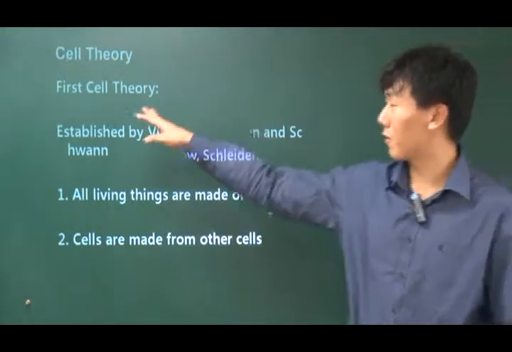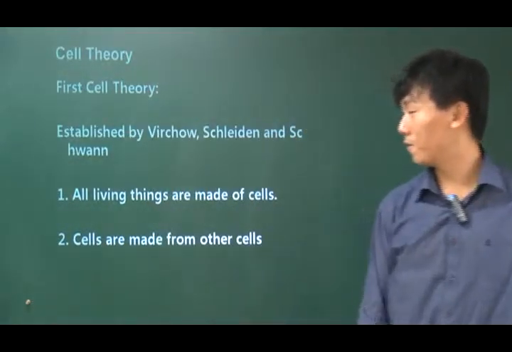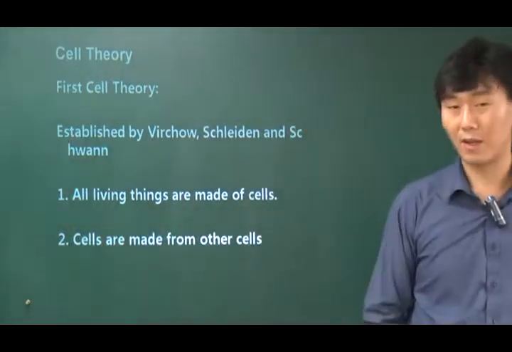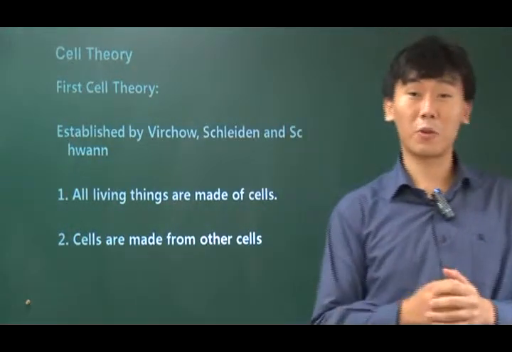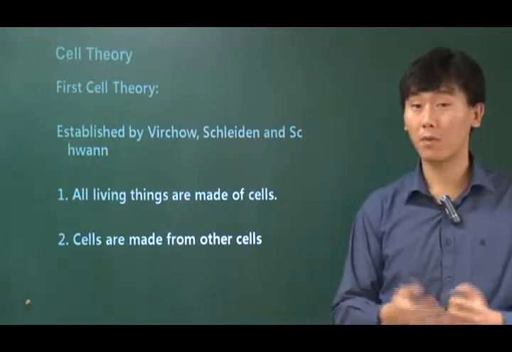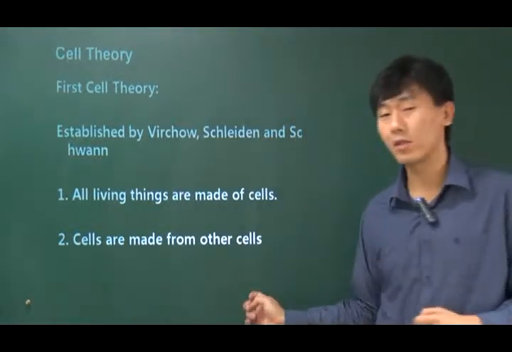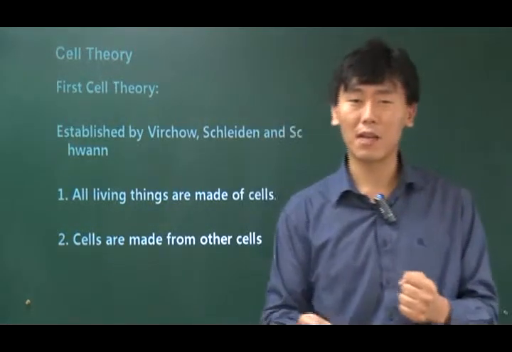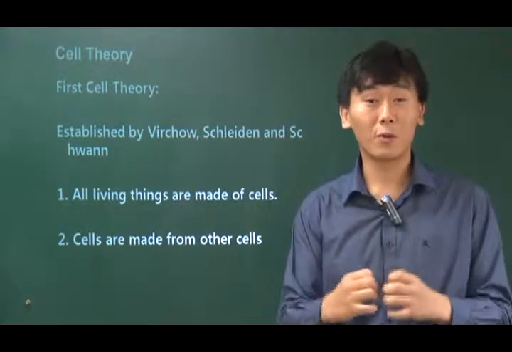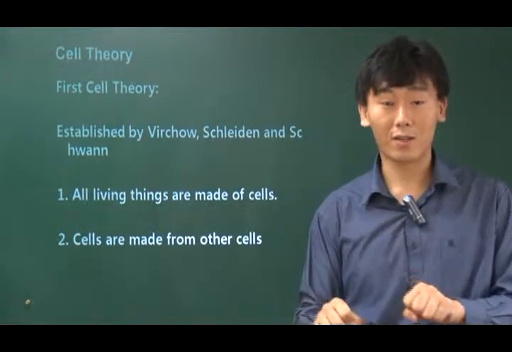So the first cell theory was established by Virchow, Schleiden, and Schwann. And what they stated was all living things are made of cells. So anything you can think of, whether it's animals, plants, tiny bacteria, they're all made up of one or more cells. And then the second is cells are made from other cells. So we can't just create cells out of nowhere. What they do is they undergo a process of mitosis and meiosis to produce more cells. And these we'll learn about in a later lecture.